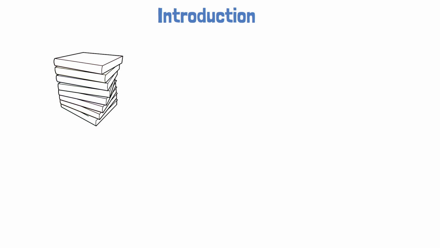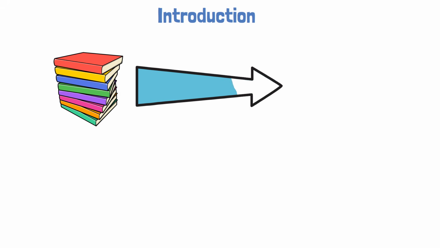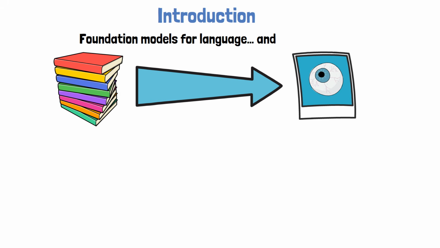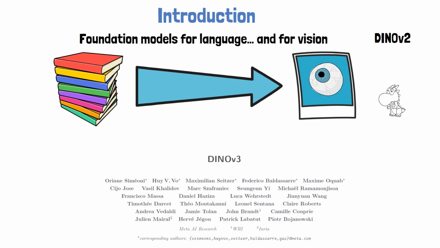Just as we have large language models serving as general-purpose foundation models for natural language processing, computer vision is following a similar path with foundation models that can be reused across many tasks. One of the most widely adopted in the past 2 years has been Meta AI's DINOv2, which has become one of the go-to backbones in the community. Now, Meta AI has released the next step in this family, DINOv3.